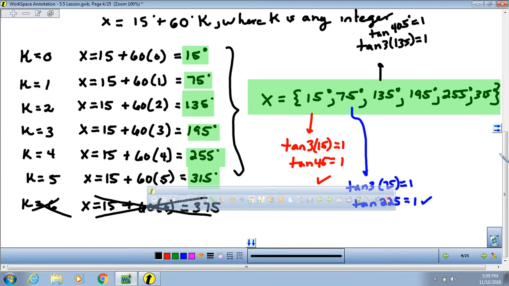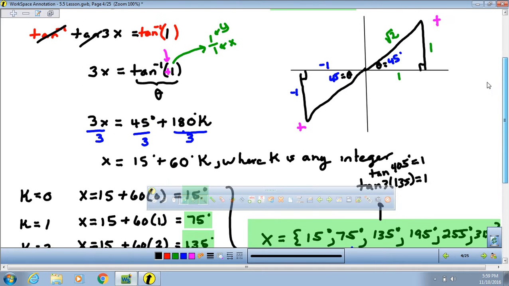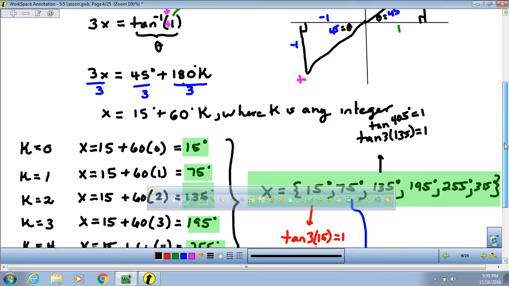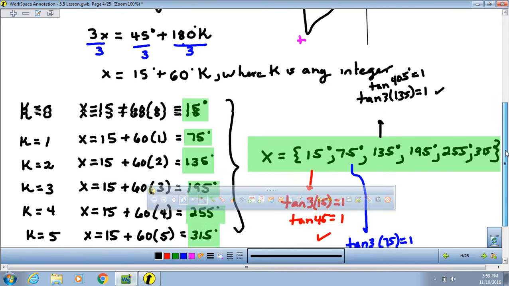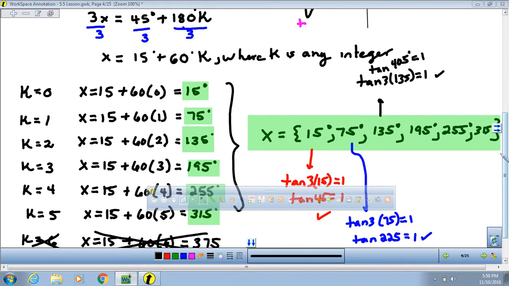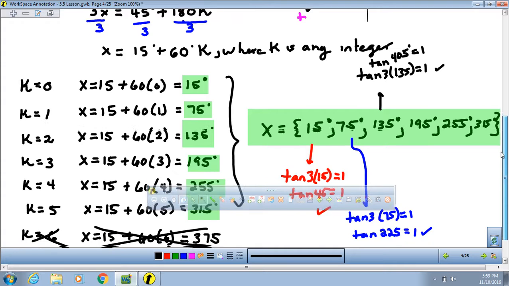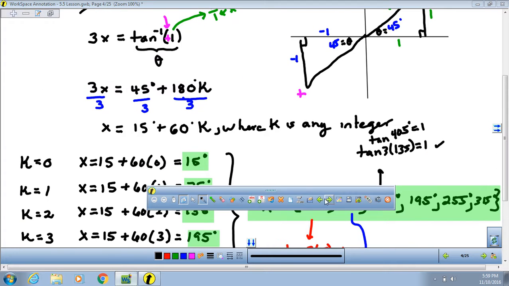405, if you do one complete lap of 360 and then plus 45 more, that gives you 405, right? Which is going to be a 45 angle in quadrant 1. And if you do the tangent, it will be y over x, which is 1 over 1, and that is still equal to 1. Okay? If you have any questions, again, just let me know. Next question.